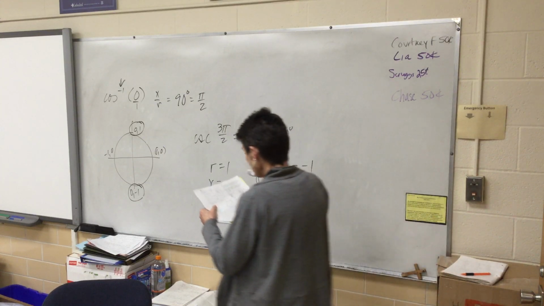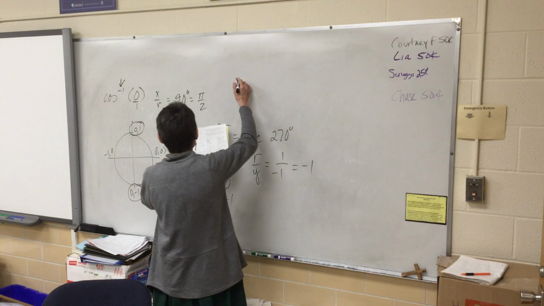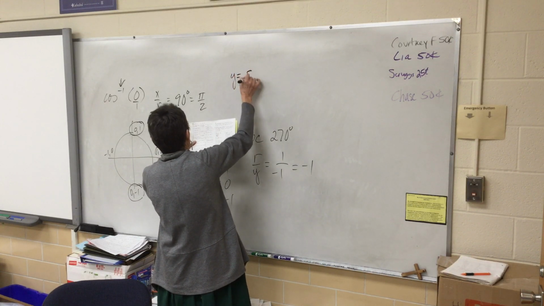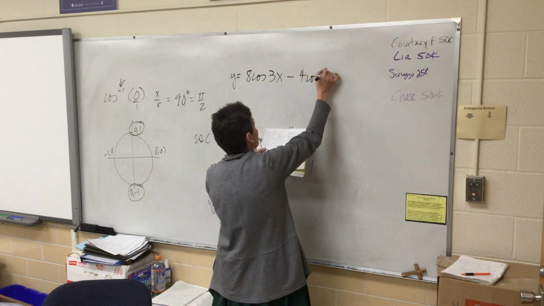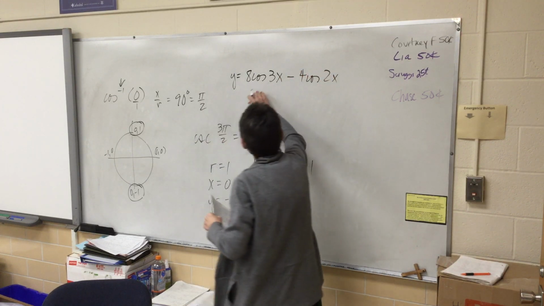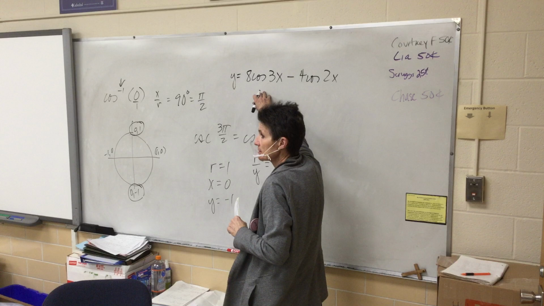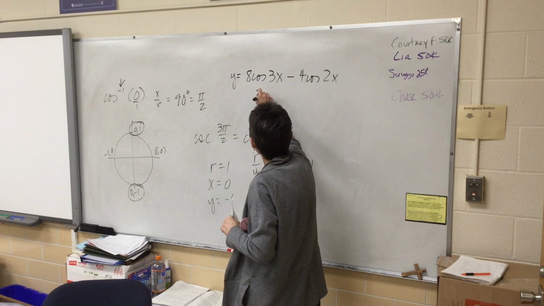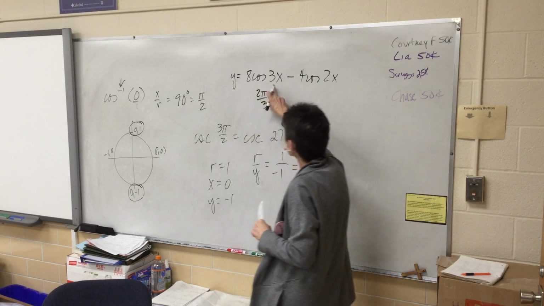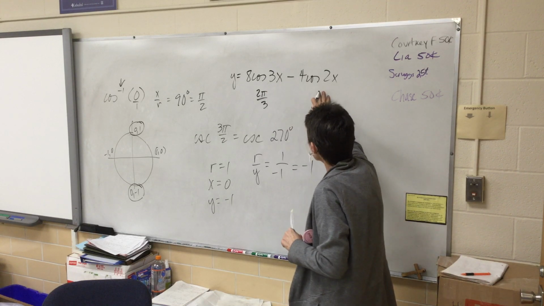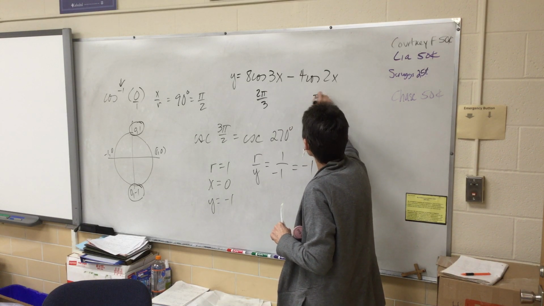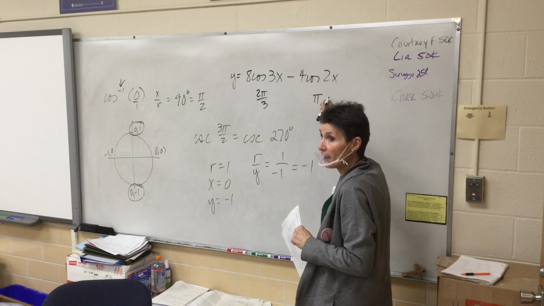All right, number 2, what's the period of this thing? Oh, this was on your quiz too. What did you do to figure this out? So the period of this piece would be 2 pi over 3. 2 pi divided by this number. The period of this piece is just 2 pi over 2 or pi.